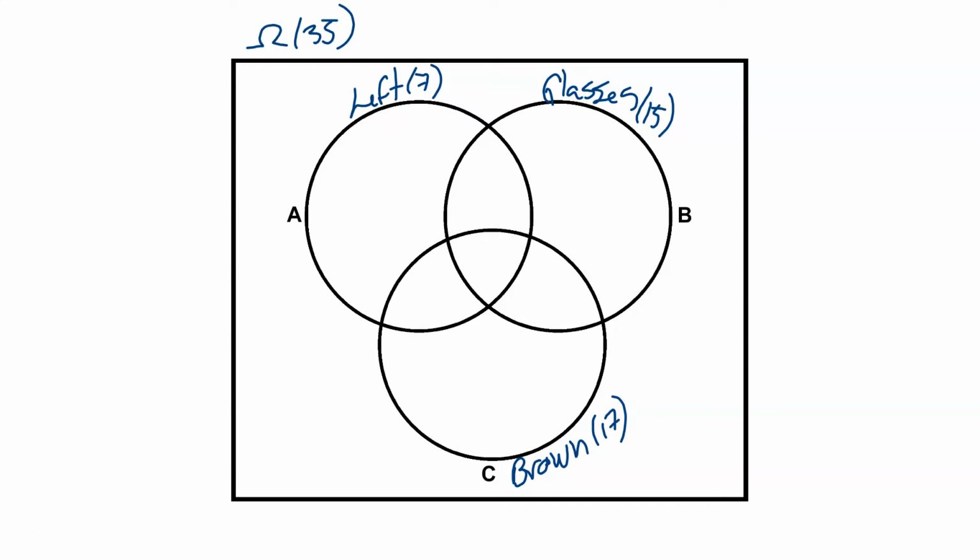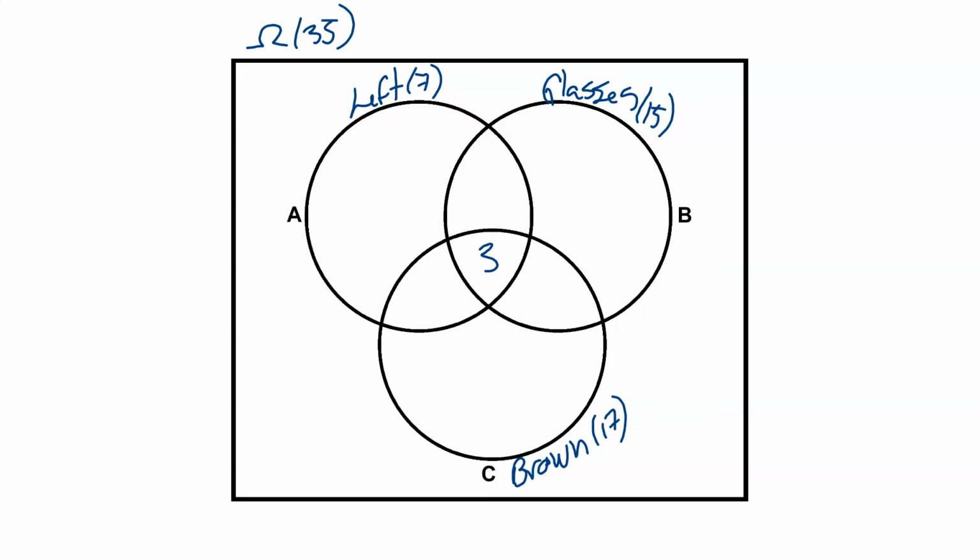Now let's go ahead and look at the AND statements that are in the problem. We're told that 3 people with brown hair wear glasses and are left-handed. So that's the intersection between all 3 areas: left-handed, glasses, and brown hair. We put 3 at the intersection point.